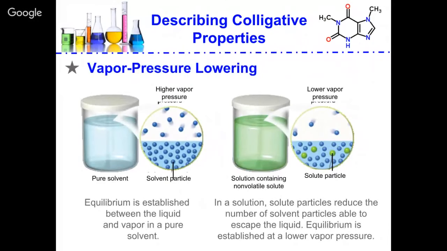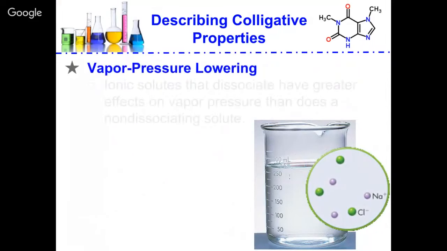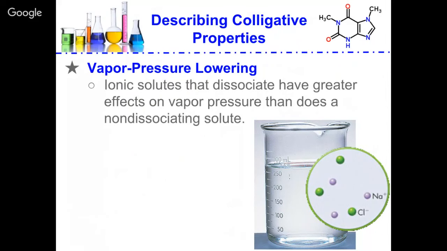If we look at these two particle diagrams, the equilibrium is established between the liquid and the vapor in the pure solvent when you have a high vapor pressure. In a solution, solute particles reduce the number of solvent particles able to escape the liquid phase, and so the equilibrium is established at a lower vapor pressure. Ionic solutes that dissociate have greater effects on vapor pressure than non-dissociating solutes.